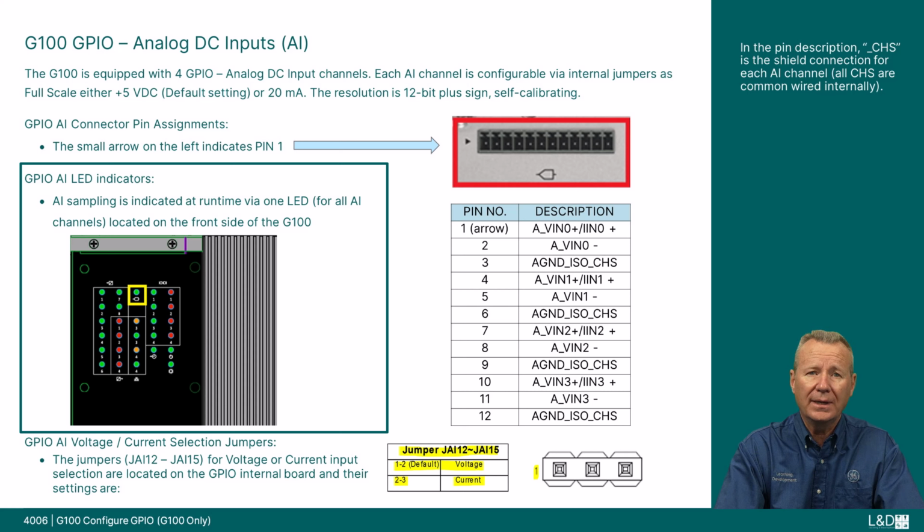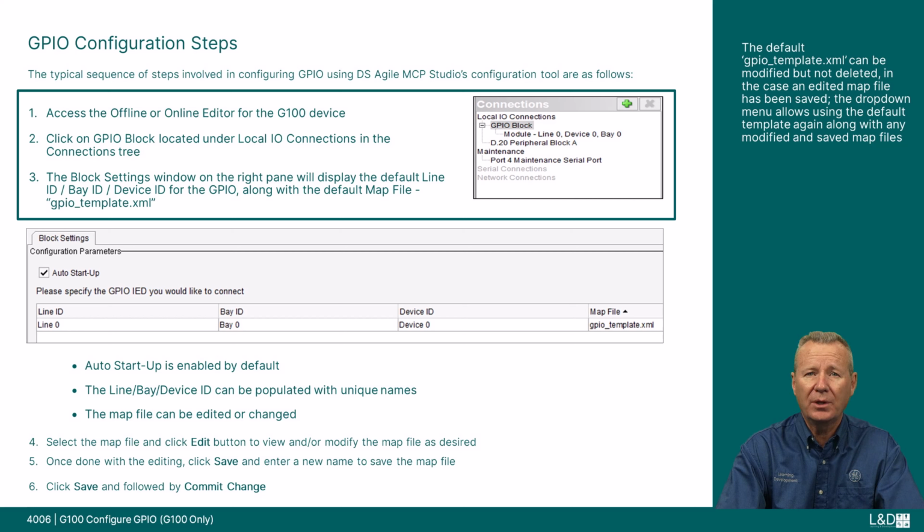The typical sequence of steps involved in configuring GPIO using DSAS MCP Studio's configuration tool are as follows. Access the offline or online editor for the G100 device. Click on the GPIO block located under local I/O connectors in the connections tree. The block settings window on the right pane will display the default line ID/bay ID/device ID for the GPIO, along with the default map file, GPIO_template.xml.